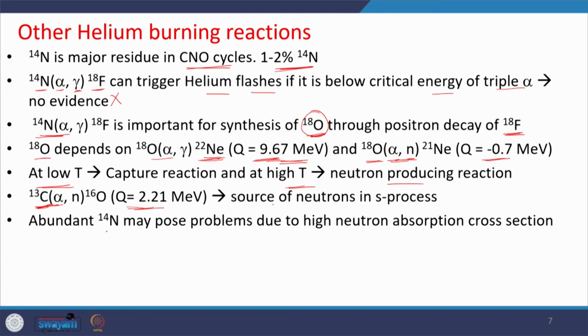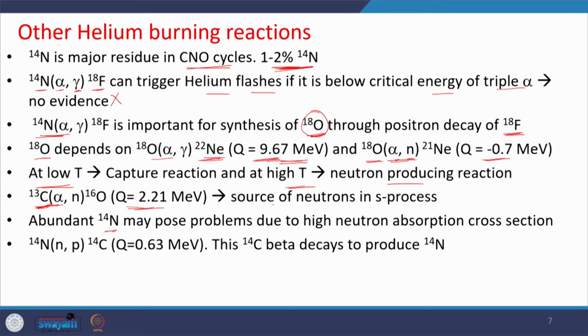And coming back to the N14, abundant N14 may pose problems because of the high neutron absorption cross section. So, this is an important thing we have to understand. N14, nitrogen 14, which occupies 1 to 2% of the helium burning core, can pose a serious problem because of its high absorption capability of the neutrons. Okay? And when this N14 absorbs the neutron, carbon 14 is emitted and it emits a proton, whose Q value is very less.